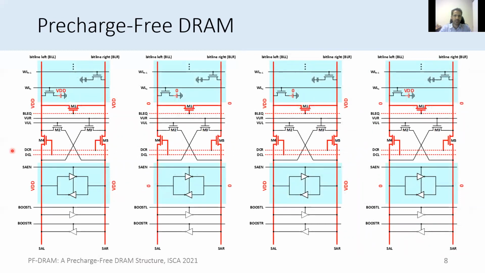Okay, unlike the conventional DRAMs, which precharge both bit lines in each pair to half VDD, PF-DRAM preserves the previous value on the bit lines to access the memory cell. Thus, based on the previous value on a bit line pair, 4 different scenarios are possible during activation.